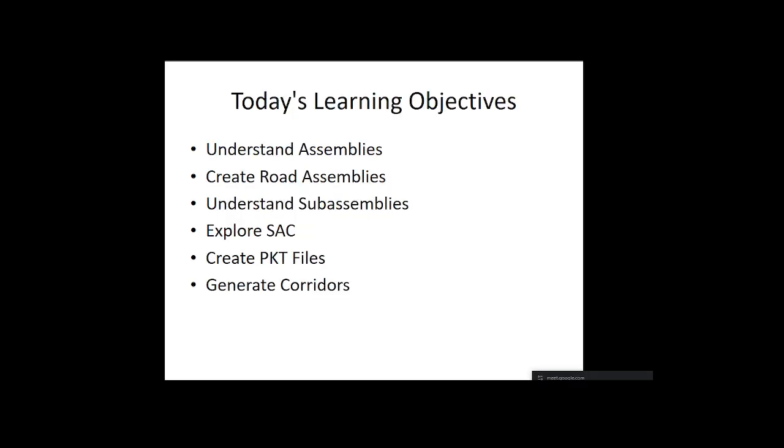So, what is our today's learning objective? In today's session, we will learn how assemblies work, what subassemblies are, how to create custom components using Subassembly Composer, how .pkt files are generated, and finally how all these elements come together to create a corridor model. These concepts are extremely important because corridor modeling is the heart of highway design in Civil 3D.